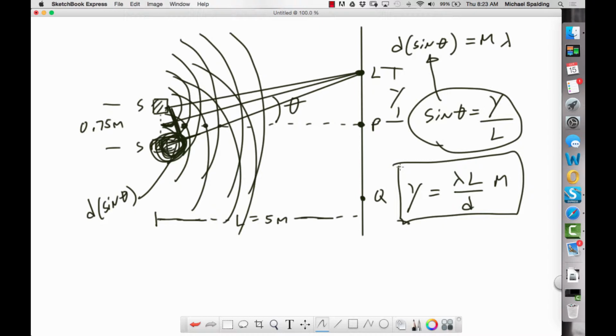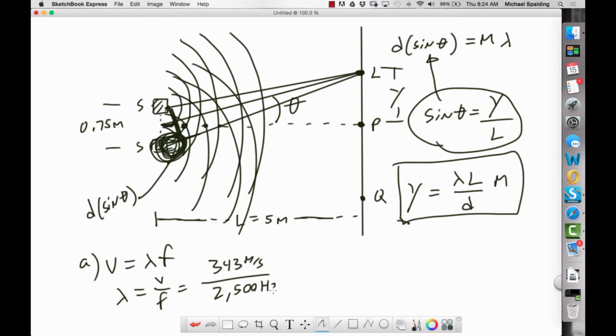Okay, so going through the worksheet. Question A, calculate the wavelength of these sound waves. All we need is velocity equals wavelength times frequency, so wavelength is velocity over frequency. The speed of sound is given as 343 in the problem, and the frequency is given as 2,500 hertz. So what's the answer here? 0.14. So we got the wavelength like that.